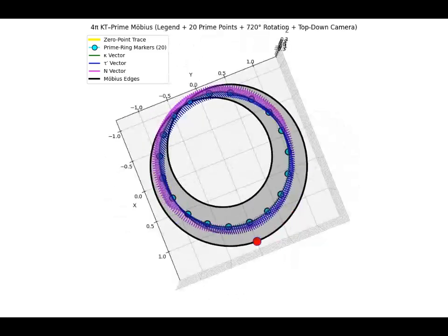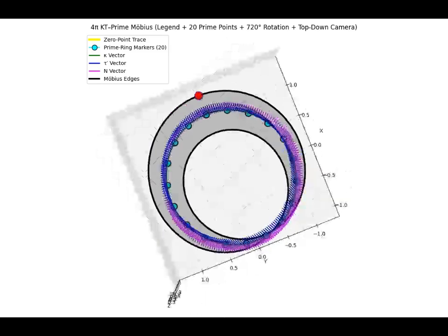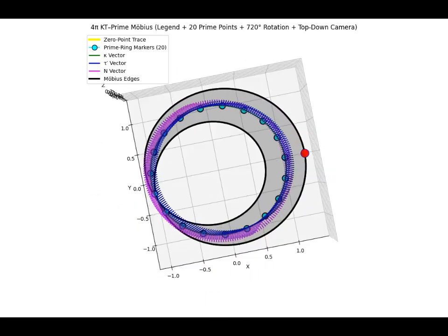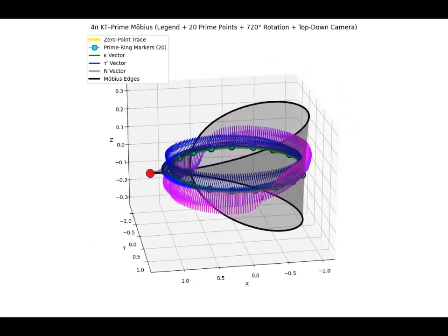Right, so imagine you're an ant walking along the surface. You start on what feels like the top. You keep walking in a straight line, and eventually, without ever crossing an edge, you end up on what feels like the bottom. And then you keep going, and you're back where you started. The surface has only one side. That half twist scrambles your sense of orientation completely.